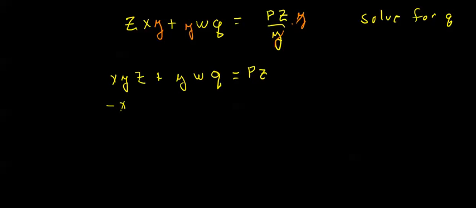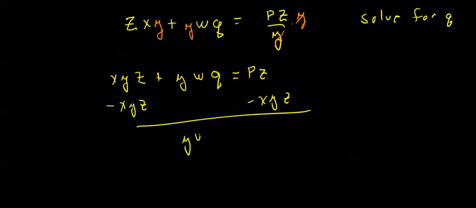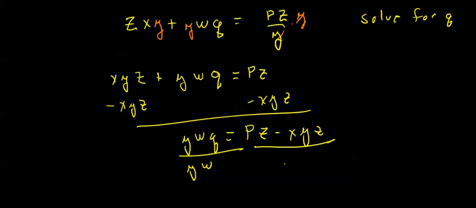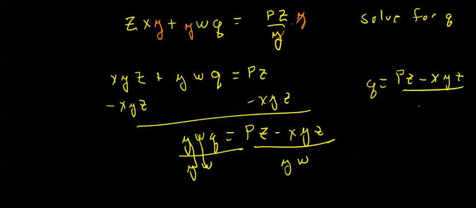Now we subtract xyz minus xyz. We get y, wq equals pz minus xyz. And we divide both sides by yw because we want to get q by itself. And our final answer, q is equal to pz minus xyz over yw.